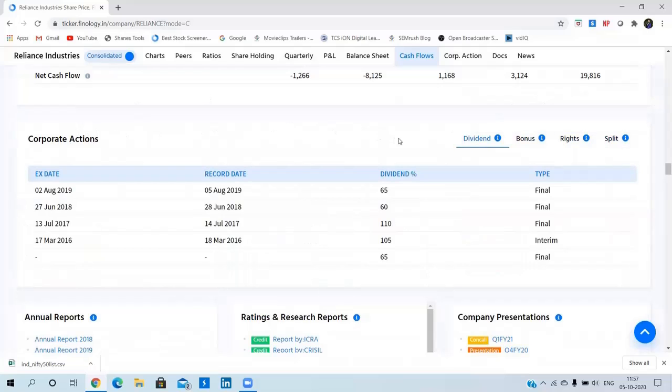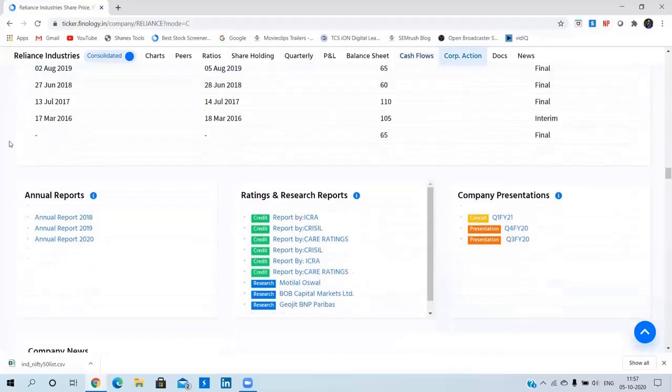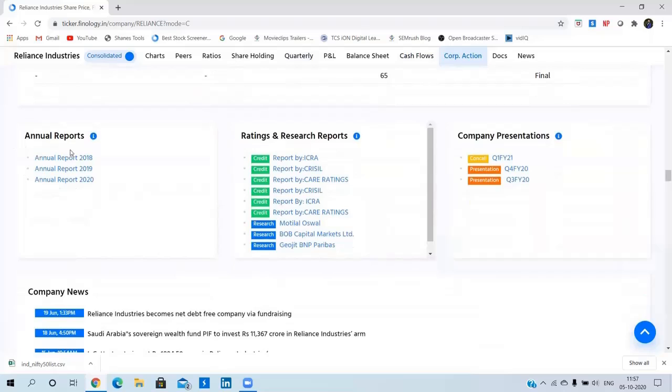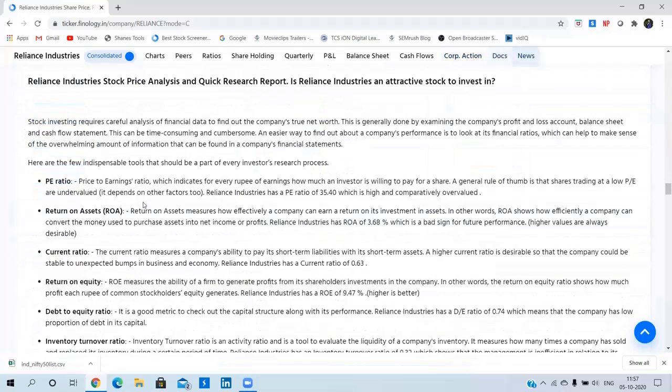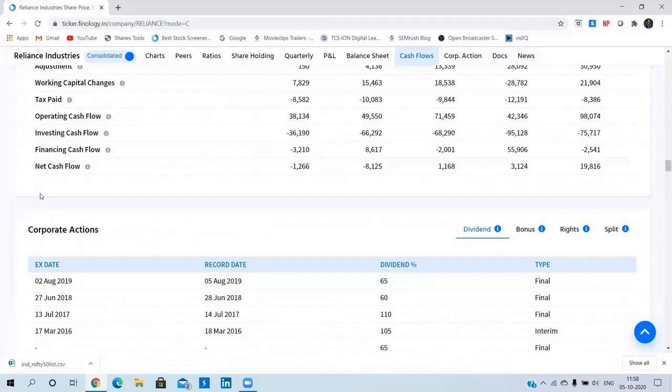Okay, dividend, you guys would be aware of, because in a previous video I have explained what a dividend is, but regarding bonus, rights and splits, we'll definitely be learning that in our upcoming videos. Then here they also mention the annual report, then research reports and company presentations if they are up with a new product or something. So guys, this was it for Tickertape.